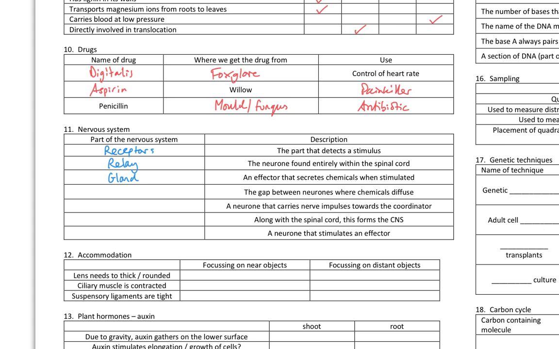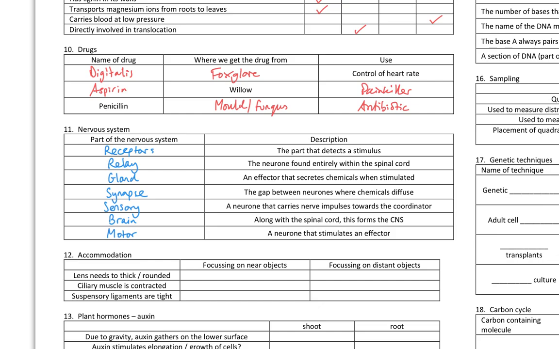The gap between neurons is a synapse. Technically a synaptic cleft, but synapse is fine at GCSE. A neuron that carries nerve impulses towards the coordinator is a sensory neuron. Along with the spinal cord, this forms a CNS, that's the brain. And a neuron that stimulates an effector is the motor neuron.